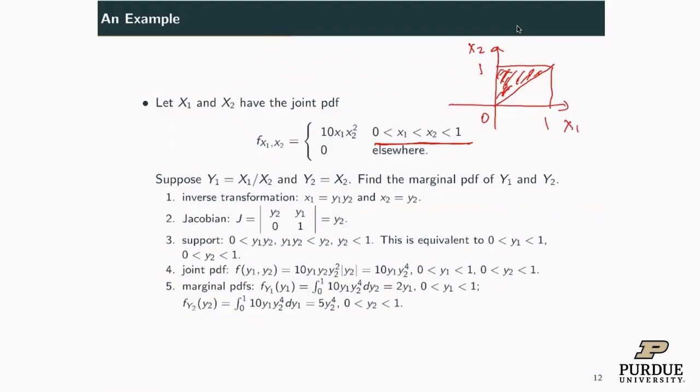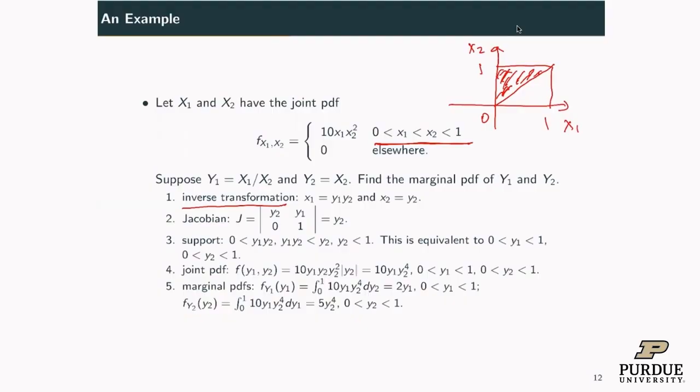Now I define the transformation. y1 is x1 over x2, y2 is x2. So now I have defined a transformation. So the problem is, can you tell me what's the marginal PDF for y1 or y2? The marginal distribution. So let's go through 5 steps. The first step, let's get the inverse transformation. So you have y. Now let's solve for x. So x1 is y1 y2, x2 is y2.